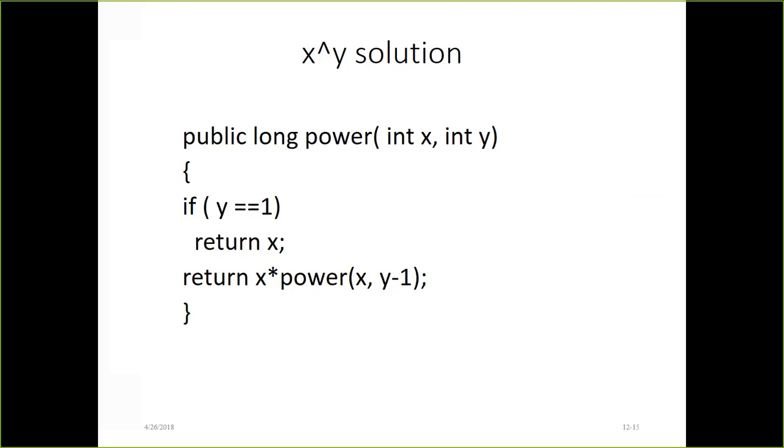Y minus 1. Because my y is decreasing, y is the power. Power is the y, right? So y is decreasing 1 by 1, right? So then I will have to write y minus 1. So everyone understand?